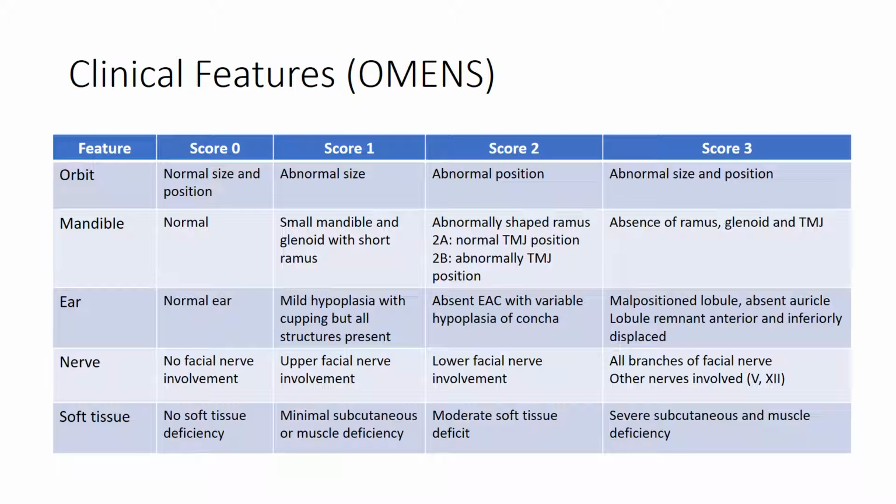Nerve I don't want to concentrate on too much. It's predominantly the facial nerve, and it can be upper or lower branches, and then in severe cases other nerves are involved as well. And with regards to the soft tissue deficit, essentially it's mild, moderate, or severe.